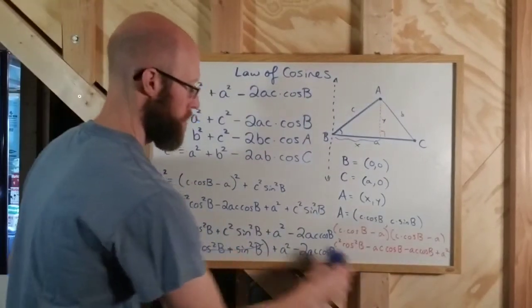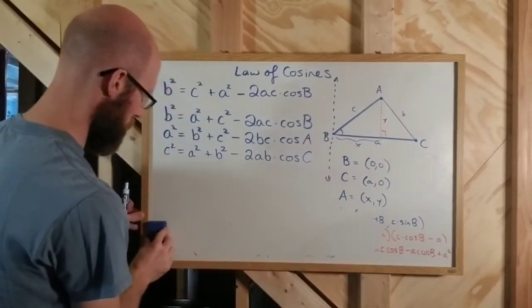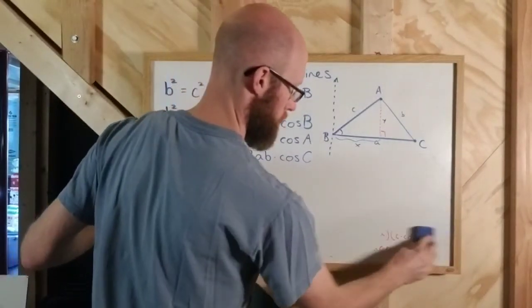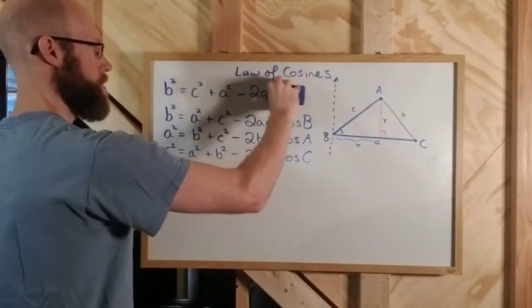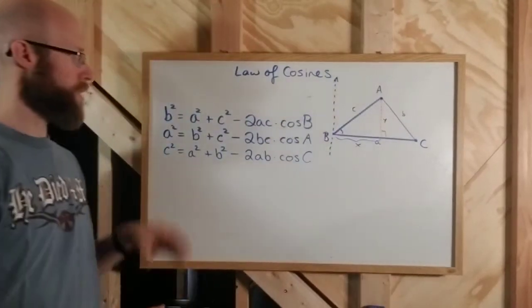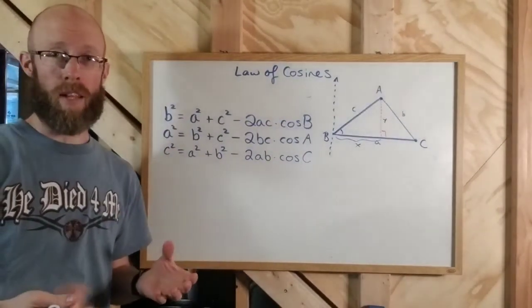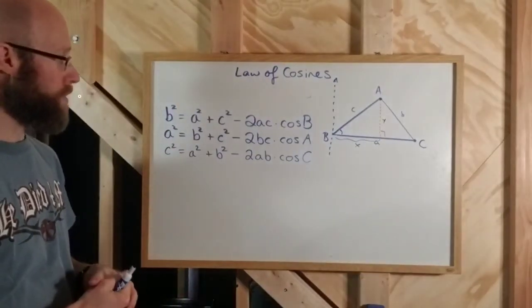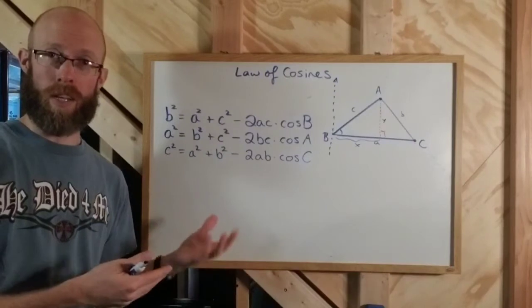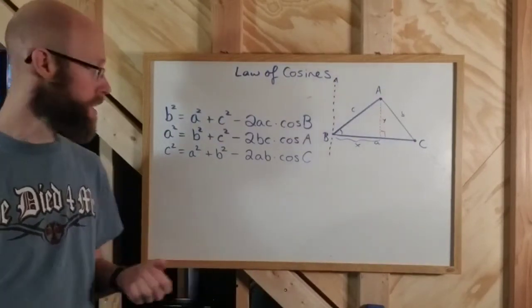Okay, now, so there are three different forms of the law of cosines. Here we have three different forms of the law of cosines. All three of them are valid. I think if you memorized one of them, the other two would be pretty easy to come up with. You just switch around the letters, right?